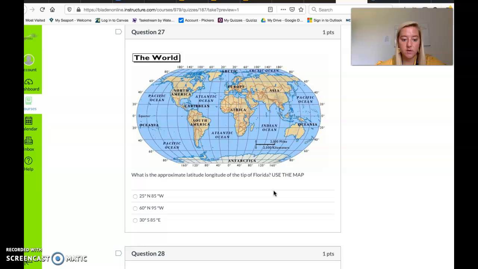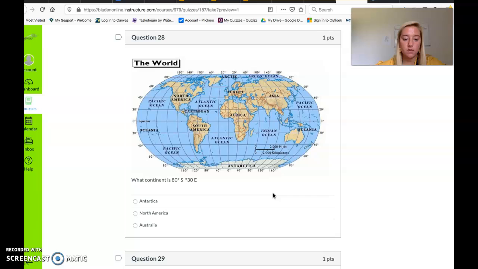Next question, 27. What is the approximate latitude of the tip of Florida? Use the map. Is it 25 degrees north, 85 degrees west? 60 degrees north, 95 degrees west? 30 degrees south, or 85 degrees east?